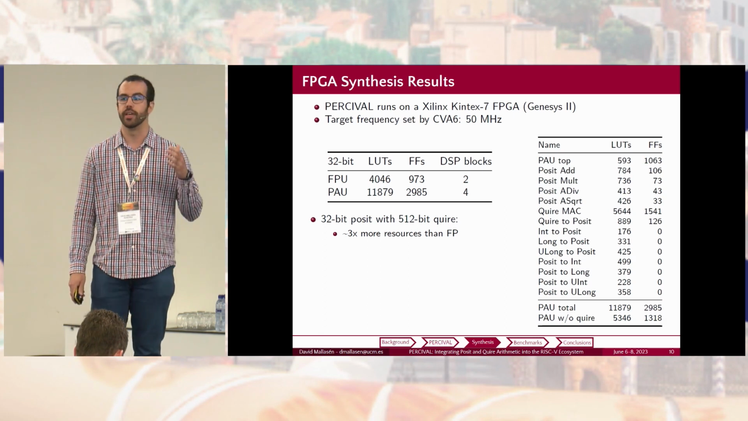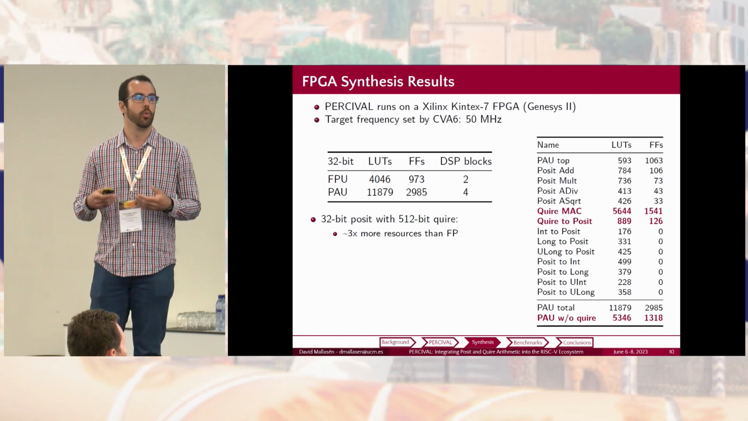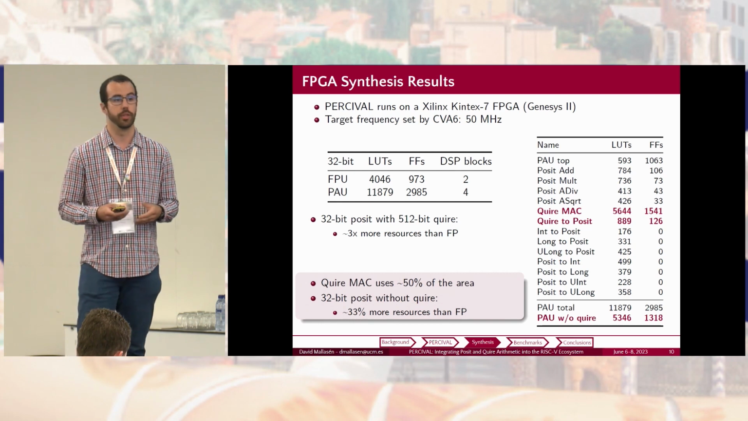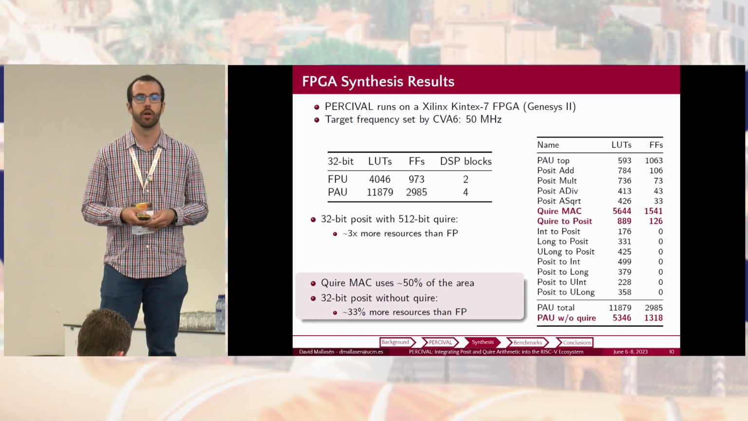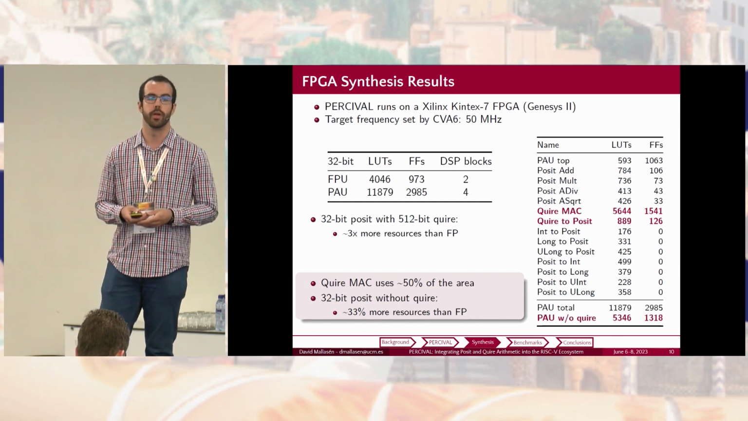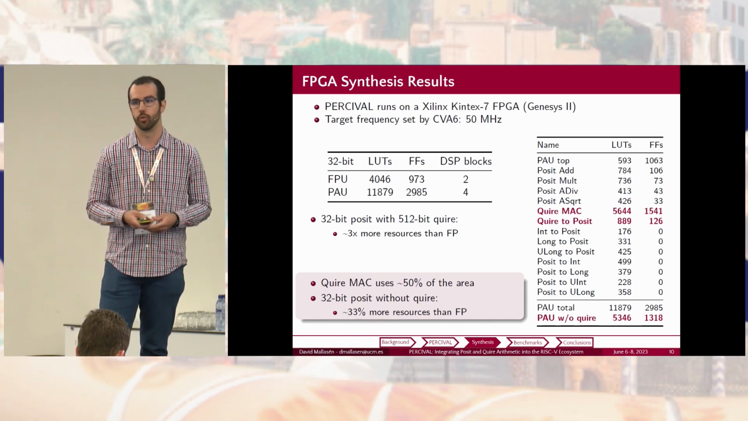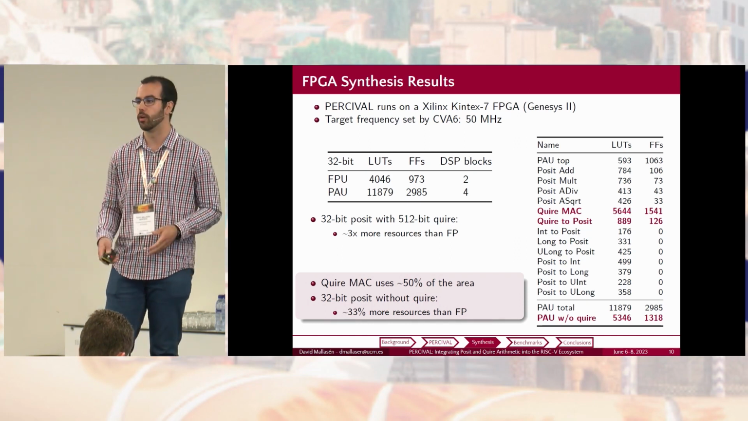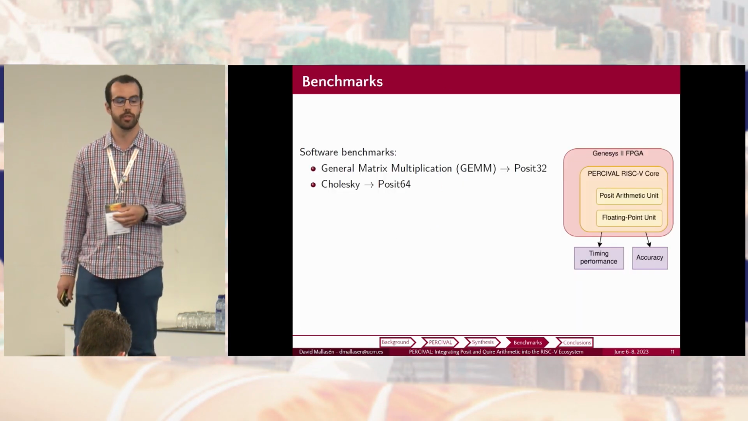If we have a look at the individual cost of each unit, we saw that the Quire was taking around 50% of the area of the total POSIT arithmetic unit. However, this Quire accumulator register is not present or anything similar in IEEE standard. So if we subtract this cost to better compare both arithmetics, we saw that we needed around 33% more resources than floating point. This is still a significant overhead, but as we will see, there are huge benefits in terms of accuracy, and I will introduce this now.